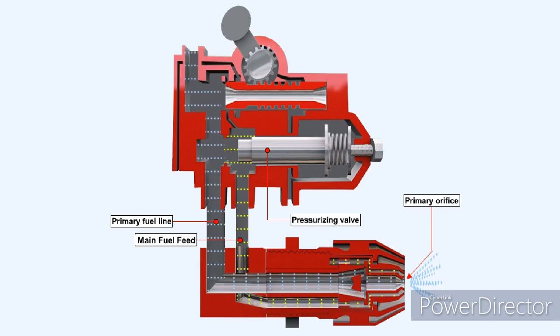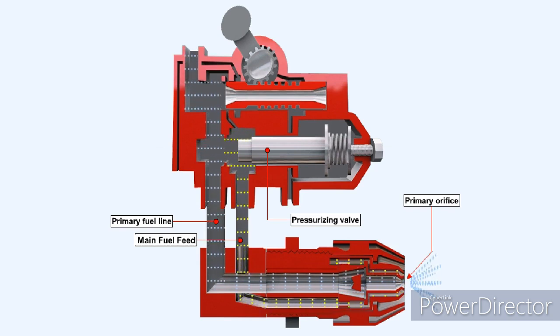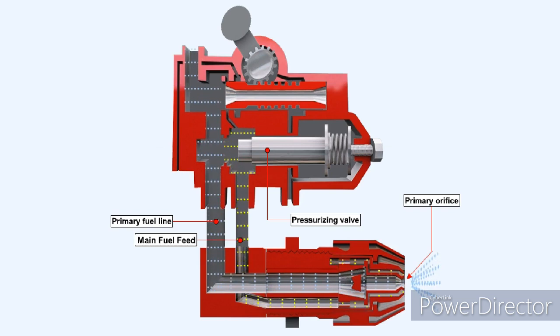When the engine accelerates during start, fuel pressure builds until the pressurizing valve starts to open. This allows fuel to flow through the main orifice, where it will supplement the spray of fuel from the primary orifice.